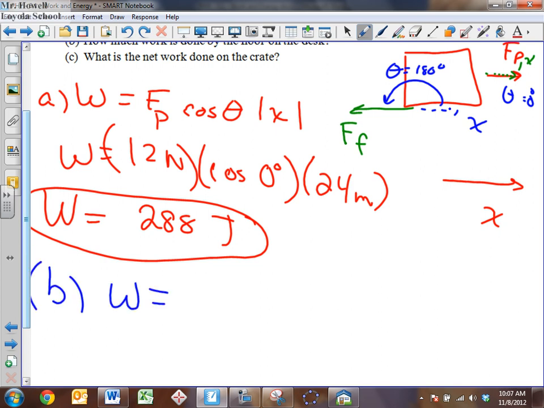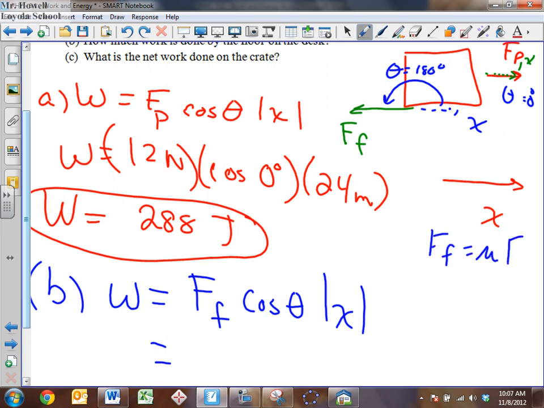Work equals force of friction now, because we're looking at the work done by the ground, which is friction, times the cosine of theta times the absolute value of x. But the problem is this. You don't know Ff. You know mu. Mu is 0.2. What is the definition of Ff? Ff equals mu times Fn. Very good, Molly, very good.